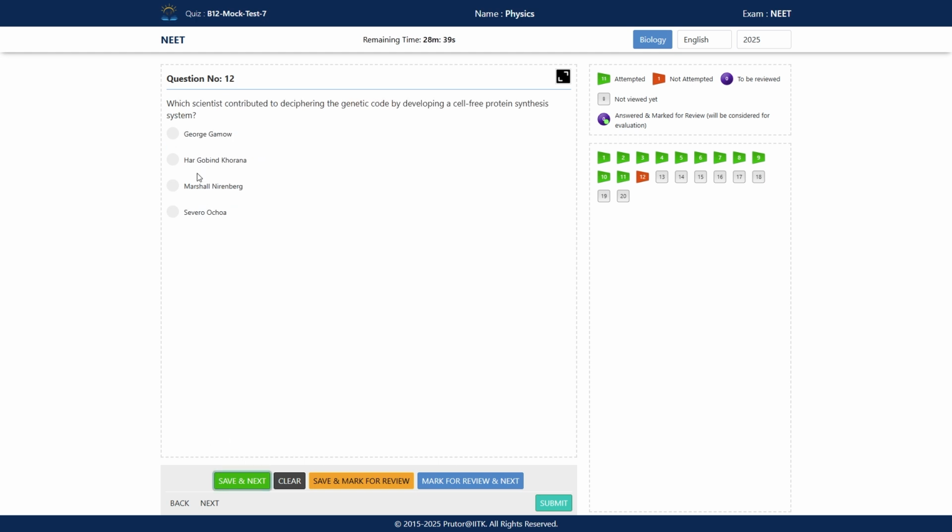The next one, which scientist contributed to deciphering the genetic code by developing a cell-free protein synthesis system? Okay, so options are option A, George Gamow, option number B, Har Gobind Khorana, option number C, Marshall Nirenberg, option number D, Severo Ochoa. What is the correct answer?